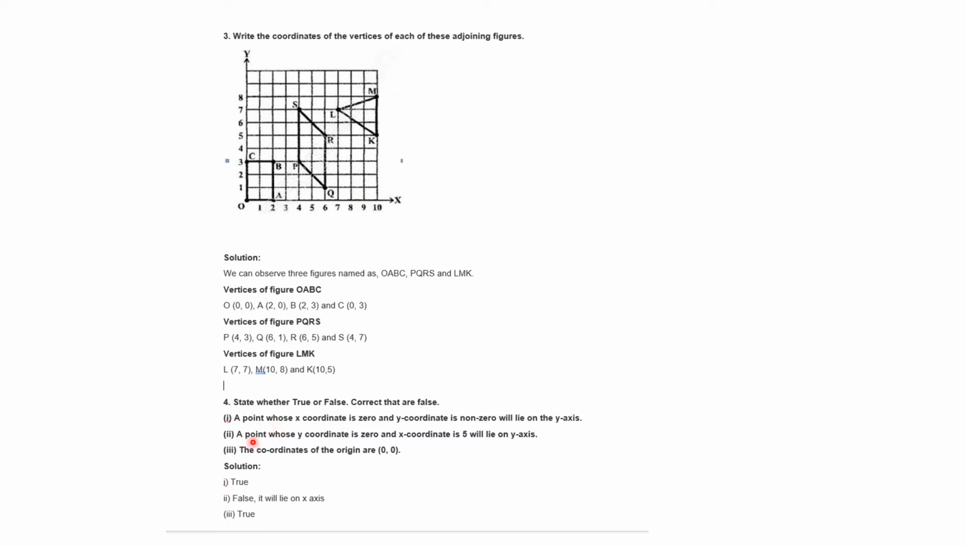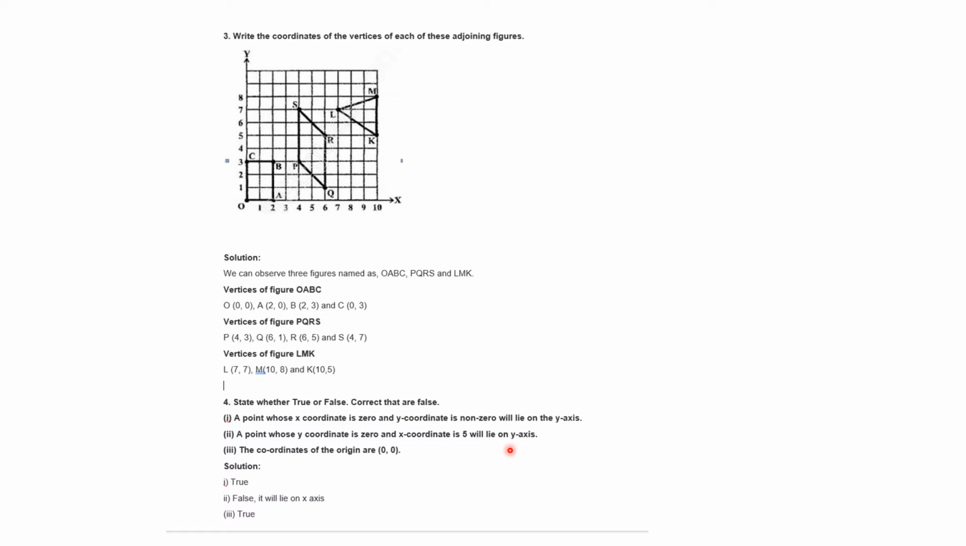Question number first: a point whose x coordinate is 0 and y is not 0, they lie on the y-axis. Okay, x is 0. Just have a look at this graph. X is 0 and y is not 0. So where do they lie? They lie on the y-axis. So it is true.